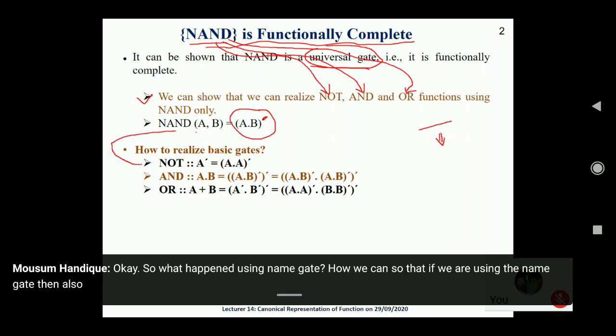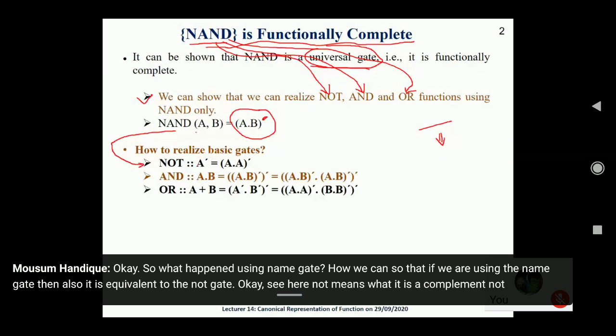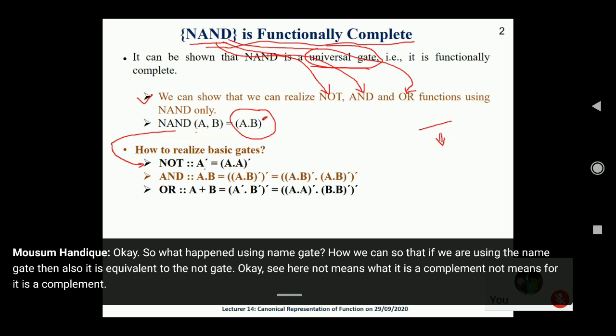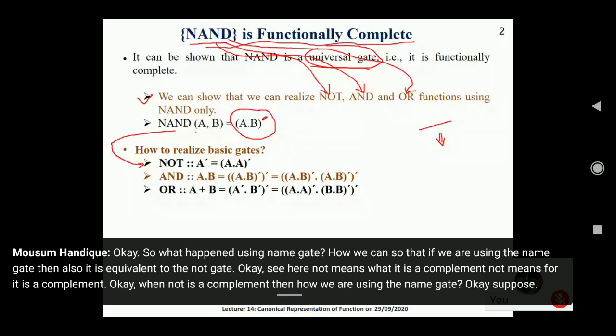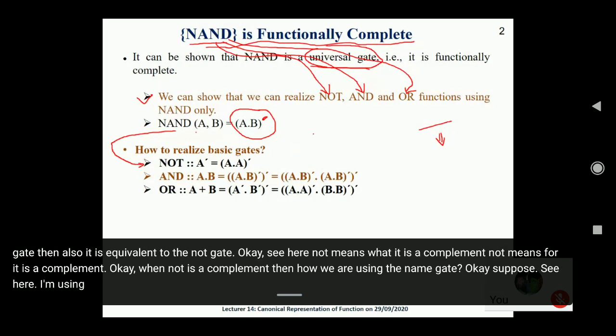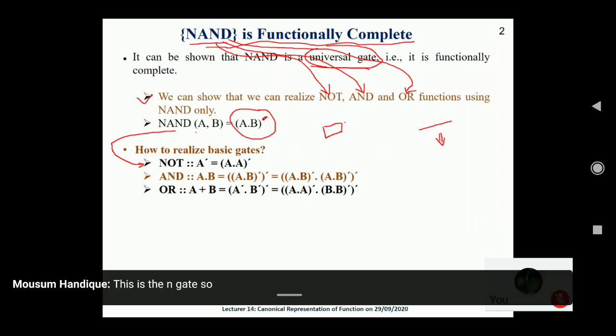Using the NAND gate, how can we show that it is also equivalent to the NOT gate? NOT means a complement. When NOT is a complement, how are we using the NAND gate? Suppose I am using this particular one, this is the symbol of the NAND gate.